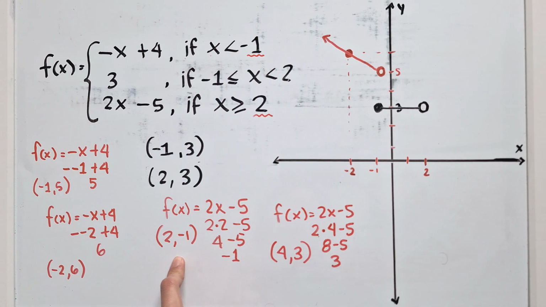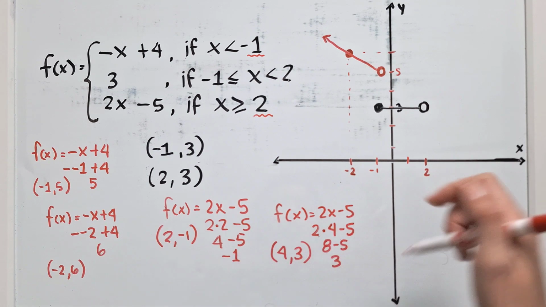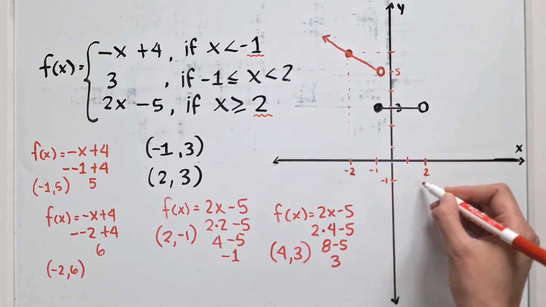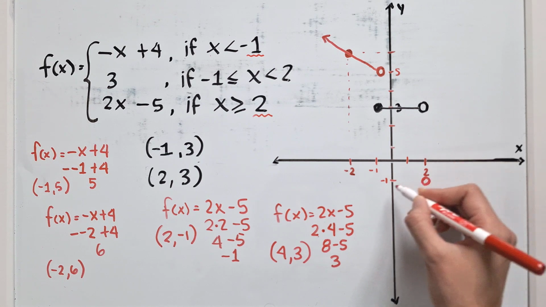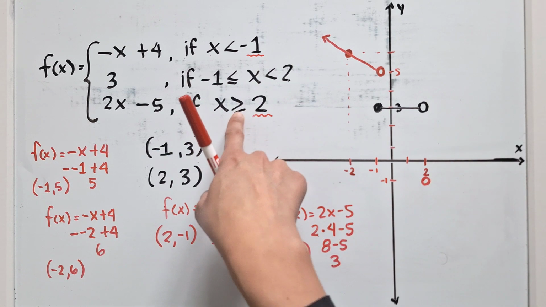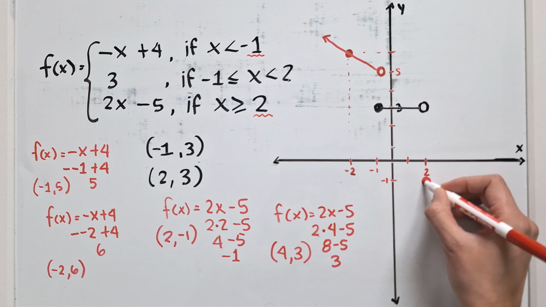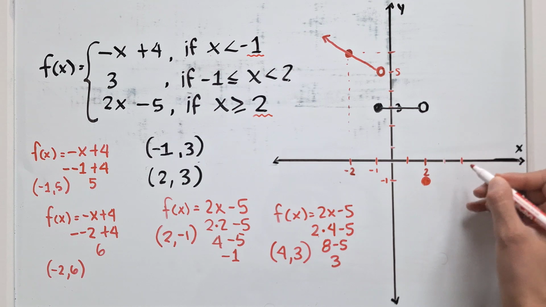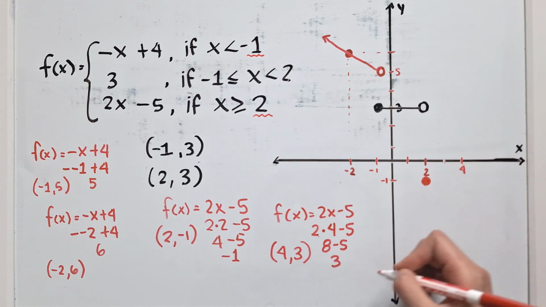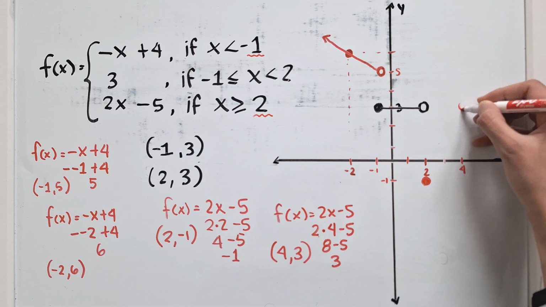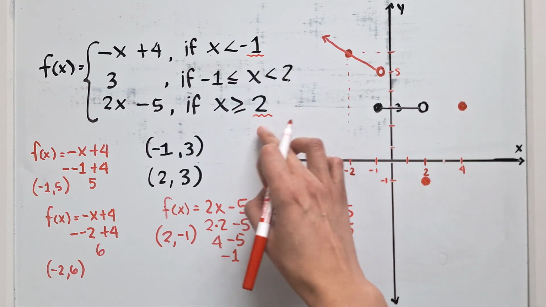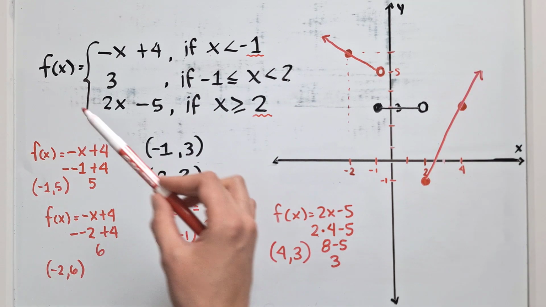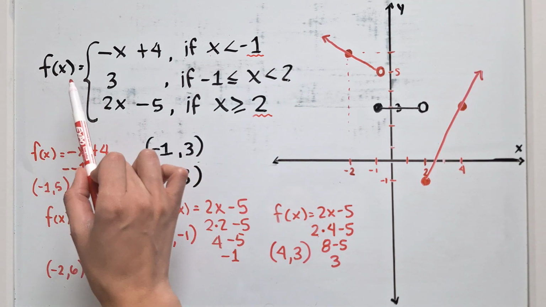Now we plot the points. We have 2 and negative 1, like over here. So we're going to go over here. 2 and negative 1. Is this one closed? Yes, it is closed because the 2 is included. The other one that we did is 4 and 3. So 4 is over here, and we have 3 over here. This one is our limit, that's why we use it. And now we simply do this. And this is how we graph a piecewise function.